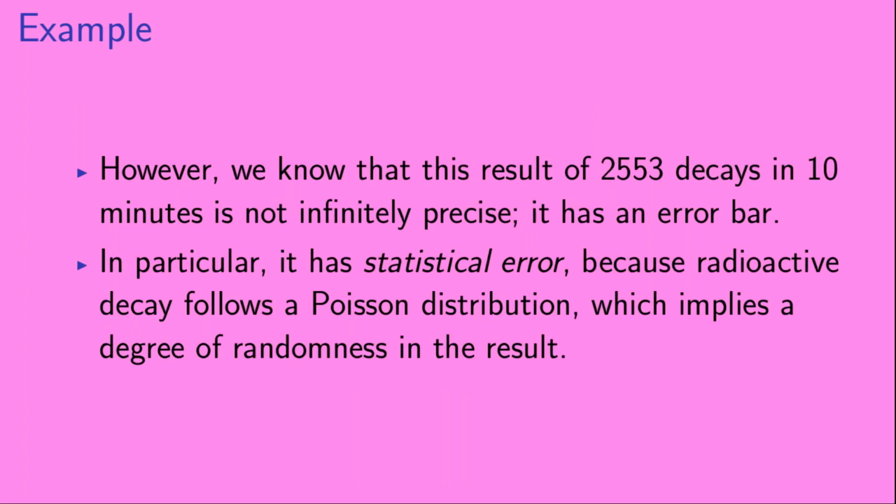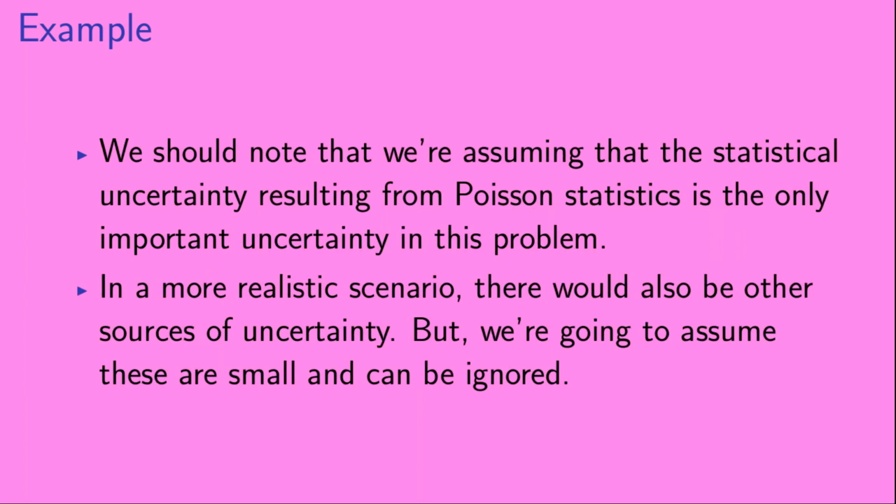However, we know that this result of 2,553 decays in 10 minutes is not infinitely precise. It has an error bar. In particular, it has statistical error because radioactive decay follows a Poisson distribution, which implies a degree of randomness in the result. We should note that we're assuming that the statistical uncertainty resulting from Poisson statistics is the only important uncertainty in this problem. In a more realistic scenario, there would also be other sources of uncertainty, but we're going to assume these are small and can be ignored.